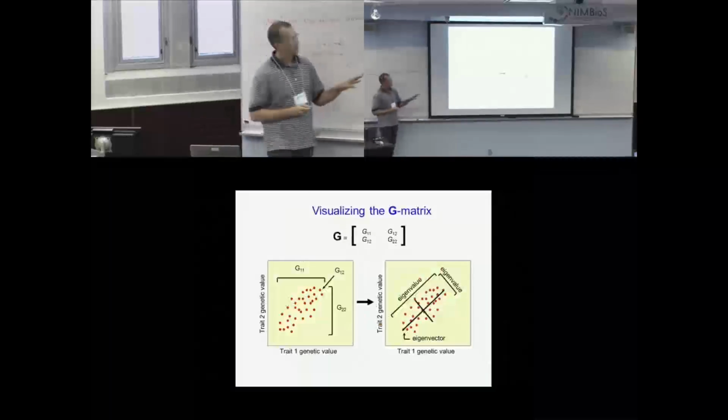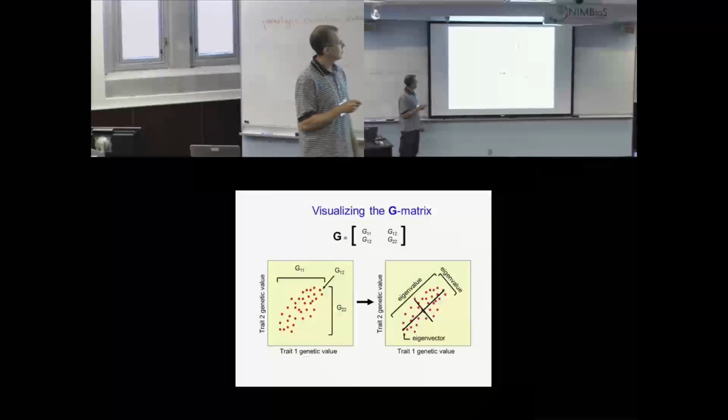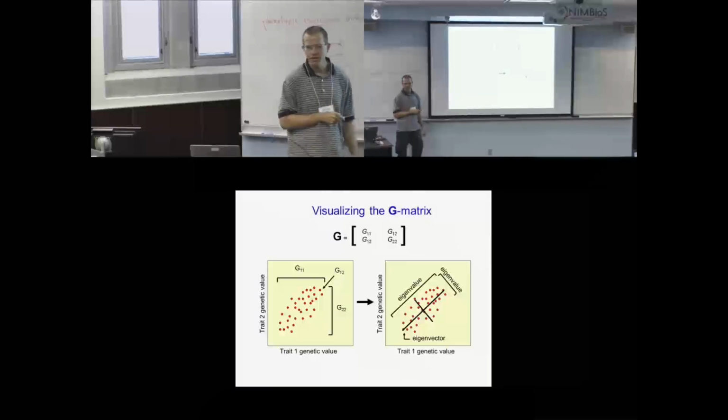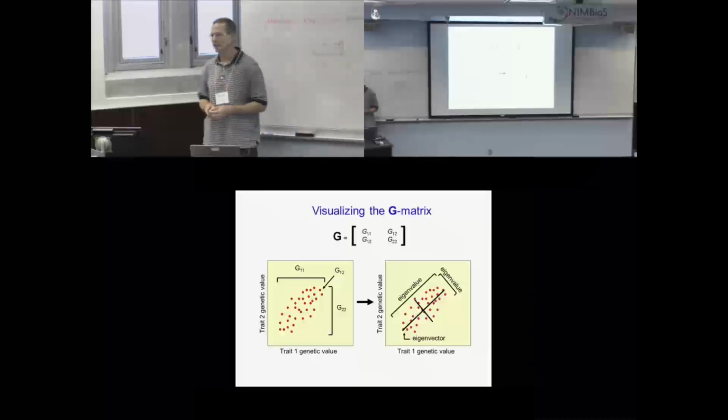And then the G matrix you've already been introduced to, so I'm not going to spend any time on that. But, again, you can draw it as an ellipse. And that's described by the genetic variances and the genetic covariance, or it can be described by the leading eigenvector and the eigenvalues. And we're only going to deal with the 2-trait case, so basically we only have to worry about the leading eigenvector because we know the other eigenvector is just orthogonal to that leading eigenvector. Yeah.